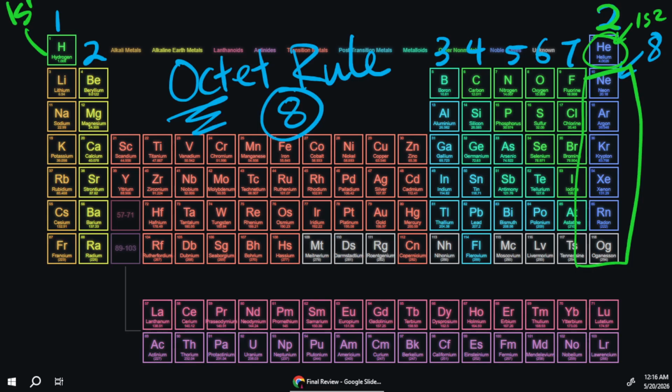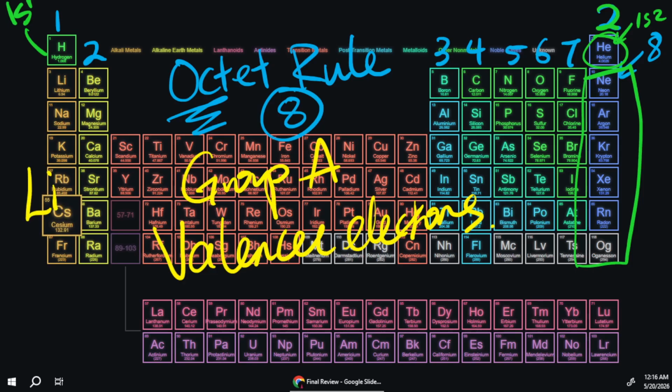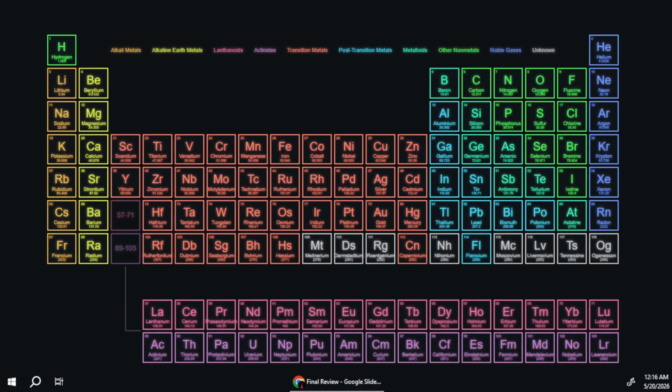We already talked about this. These are our group A numbers, for valence electrons. So for lithium, it has 1 dot, and for beryllium, it has 2 dots. Let me clear my board first and rewrite this. So lithium has 1 dot, beryllium has 2 dots.